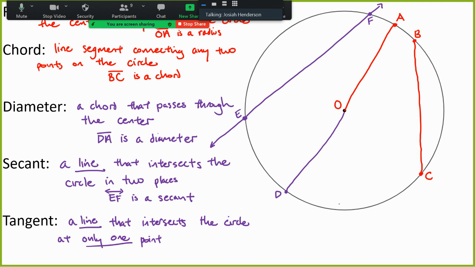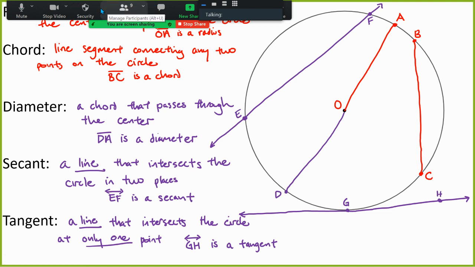So for example, if I had a point G somewhere on my circle and a line that's outside the circle, like so, it's like touching it, but just barely. It's only intersecting at point G. And I have to have another point on here. So let's put H on that tangent line and call it line GH. Is a tangent line. Okay, that's it for our line segments and lines that we need to be familiar with.